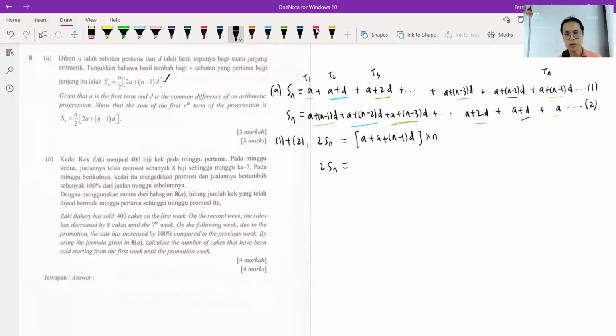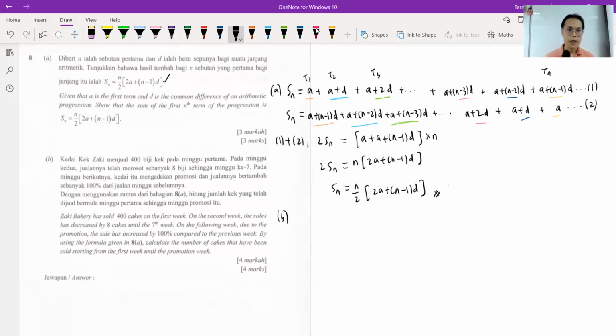So here we can now put together. Maybe I do a bit slower here. I write n in front. This is 2A plus (n minus 1)d. As I divide by 2, I get n over 2, bracket 2A plus (n minus 1)d. All right, so this is part A.